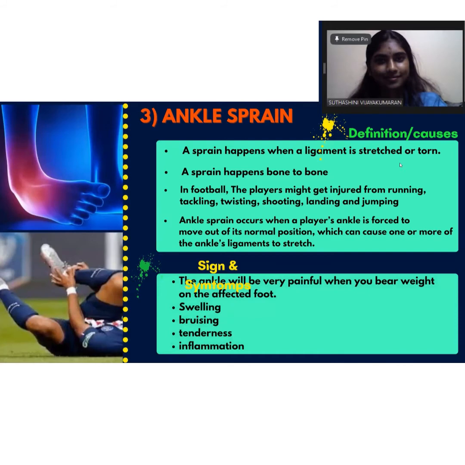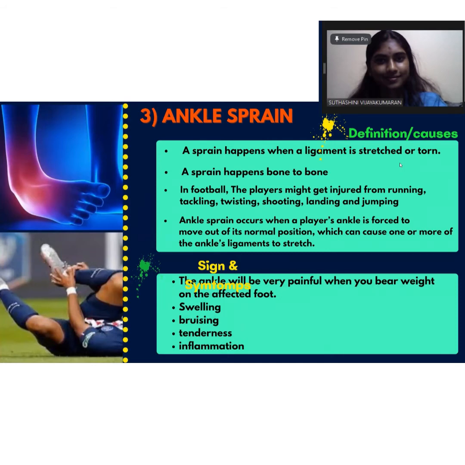Let me explain about the third injury, which is ankle sprain. So what is an ankle sprain? Basically, a sprain is a common injury that football players experience in their feet. A sprain happens when a ligament is stretched or torn. So when you have a sprain, you may have injured one or more ligaments.